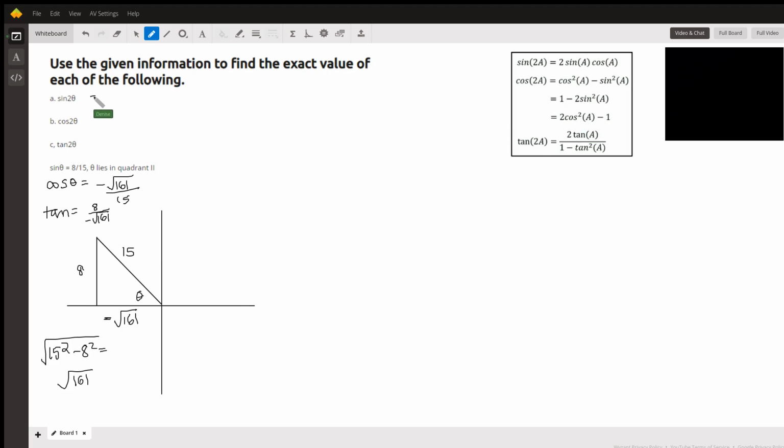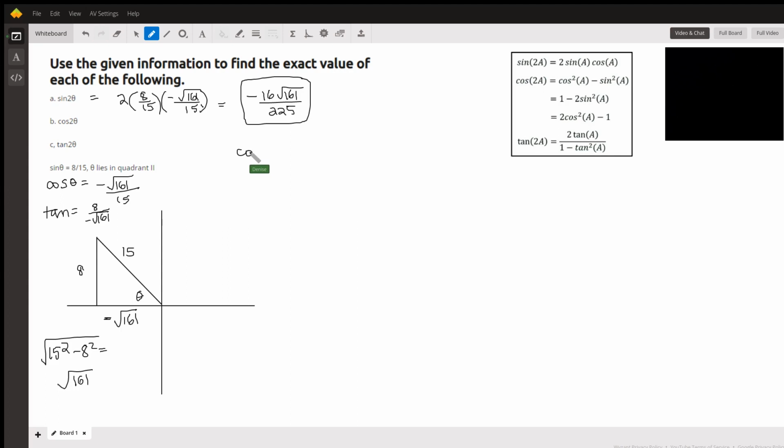If I start off with sine, I know that's 2 times sine theta, which is 8/15, times cosine theta, negative radical 161 over 15. I'm getting ahead of myself here. I'm doing the multiplication. So this will be negative 16 radical 161/225.